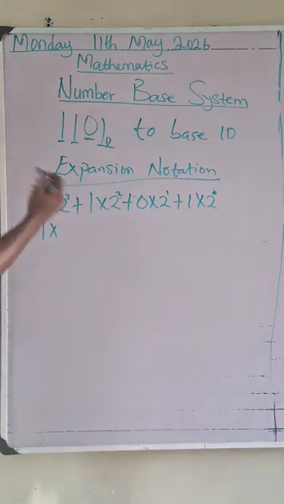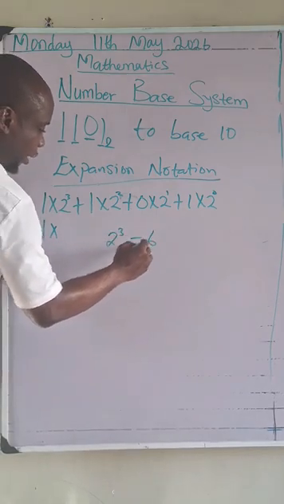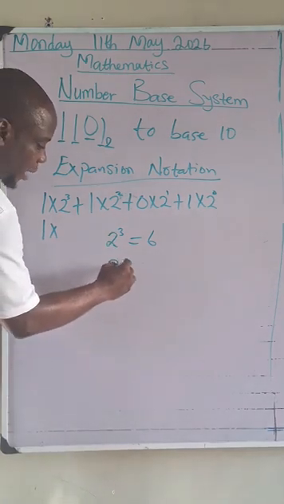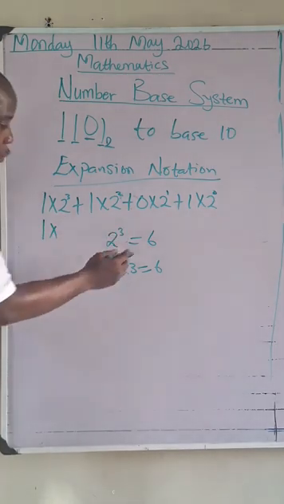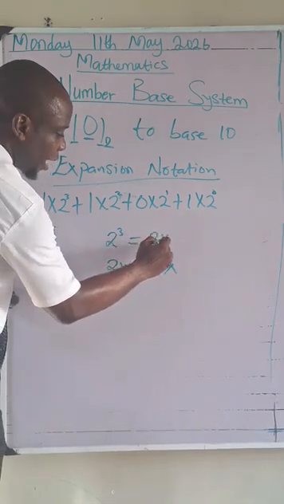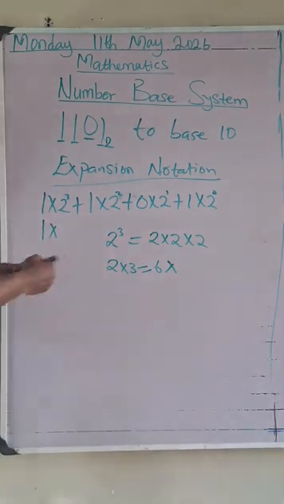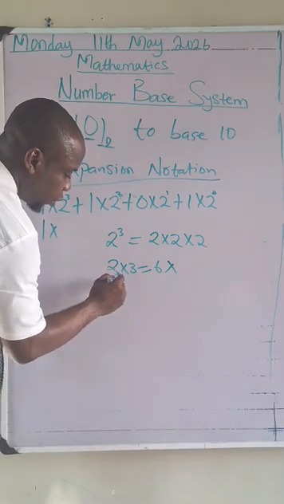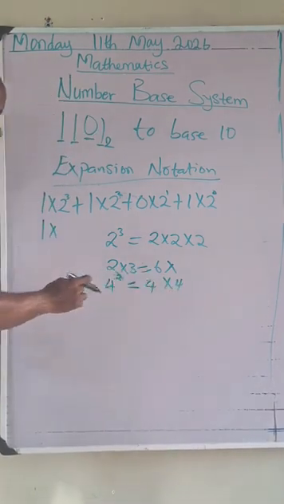Please take note. So many people make the mistake of saying 2 raised to power 3 equals 6. By their understanding, they do 2 times 3 equals 6. That is very, very wrong. 2 raised to power 3 means 2 times 2 times 2, that is 2 in 3 places. If you have 4 raised to power 3 or 4 raised to power 2, it means 4 times 4 for the latter. That is what it means.